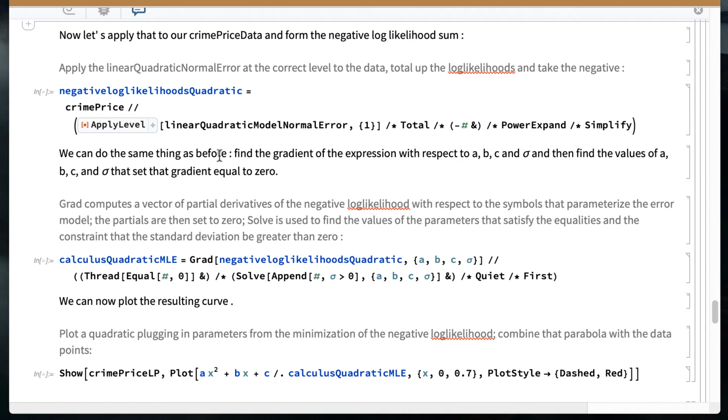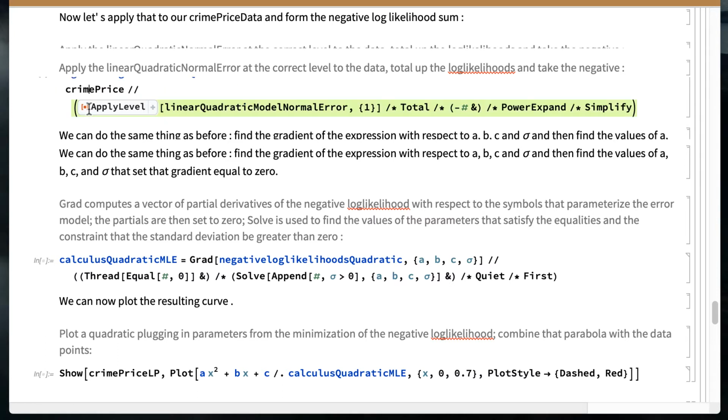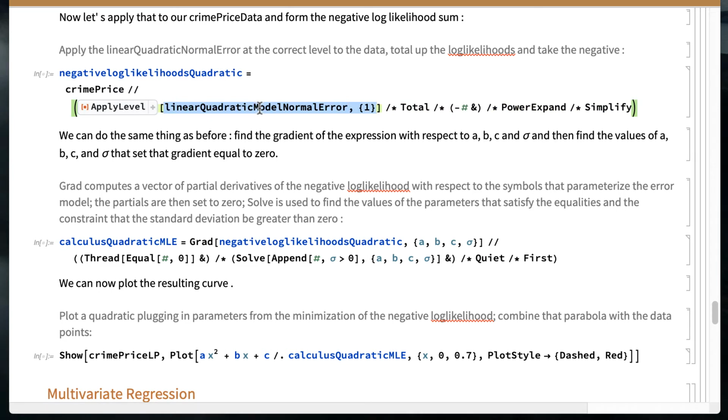And now, let's do what we did before, which is form the negative log likelihood. So we're going to take our crime price data, apply that linear quadratic model normal error function to each element of the data, add up those log likelihoods, and take the negative of it. We'll do a little bit of algebraic simplification by power expanding and simplifying.